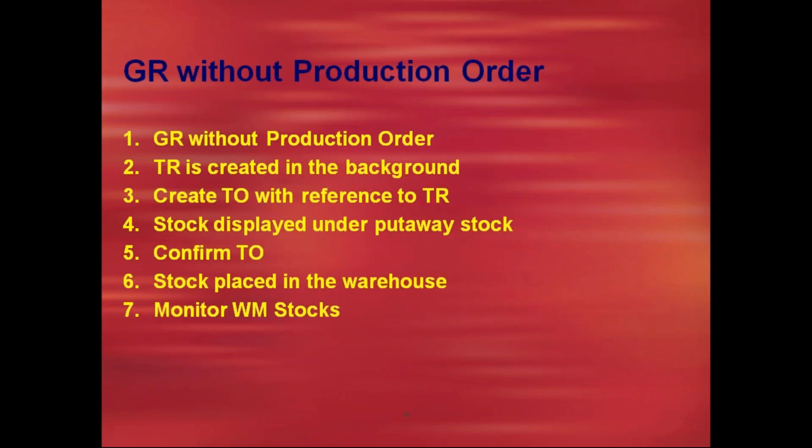Next, GR without production order. Like how we do GR without purchase order, in the same way with the production order. As a result, material document is created, TR is created in the background, then we create a TO with reference to TR and stock displays under put away stock. So confirm the TO and stock placed in the warehouse. We monitor the WM stocks.